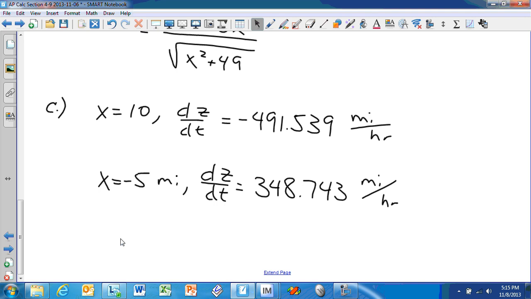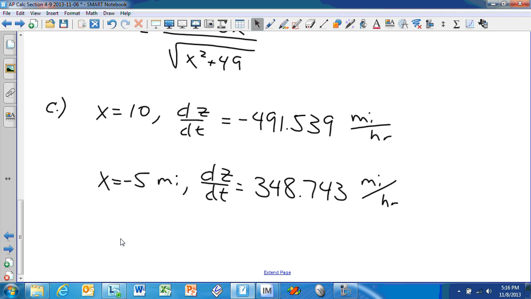If you look at what's happened at x equals negative 5, now here the plane's already gone past us. So because the plane has gone past us, the straight line distance between us and the plane is now increasing. So because z is increasing, its rate must be positive, roughly 350 miles per hour.